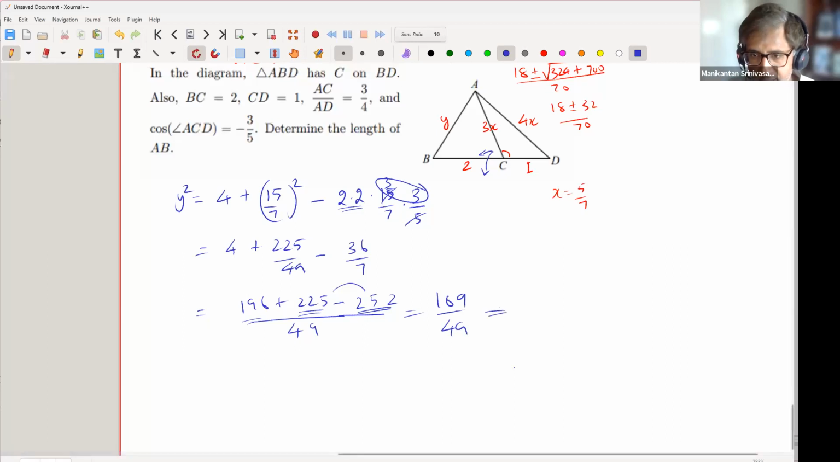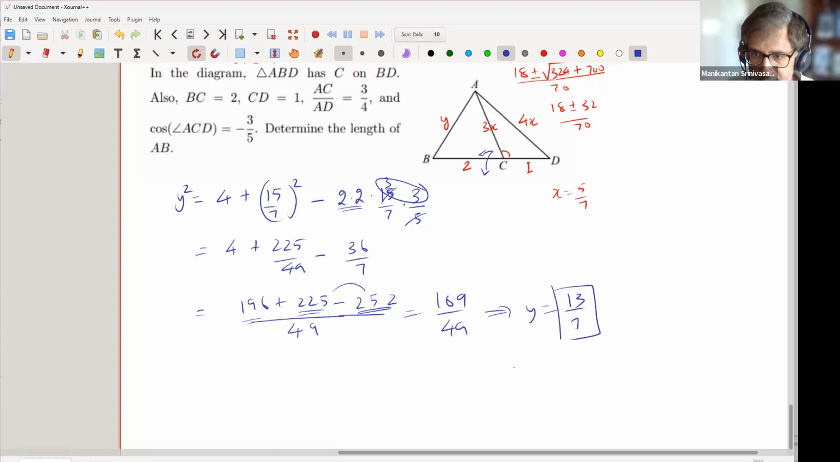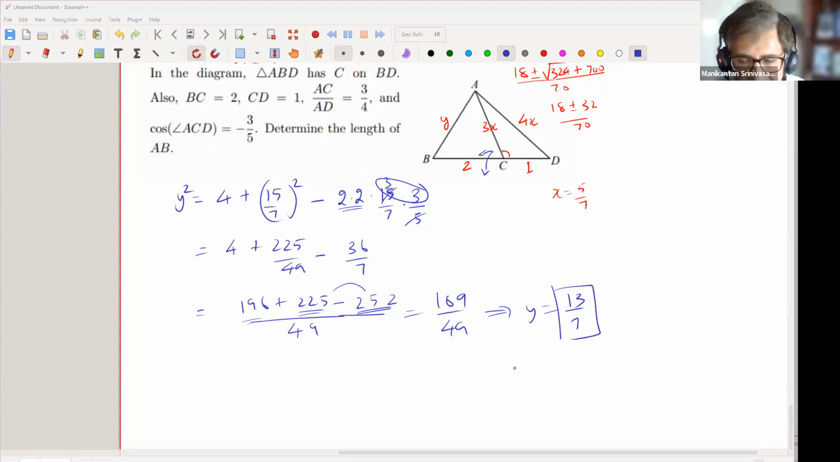Therefore, y is 13 by 7. I think the answer scheme has it in fraction. 1.857 should be that, right? Close to 2. Yeah. Okay.